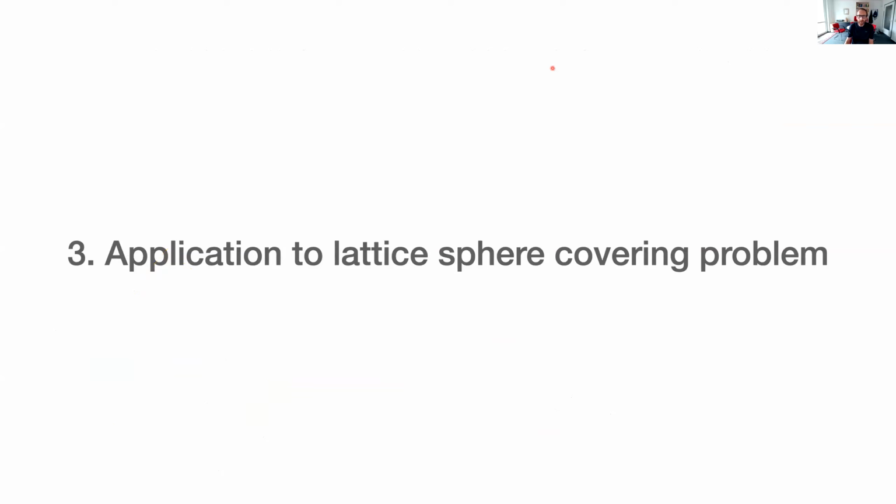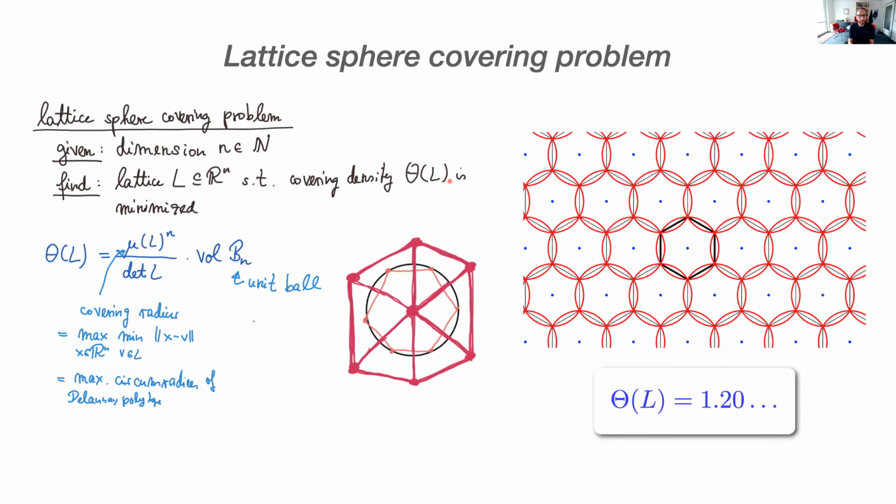Okay, so let's look at the application of all this to the lattice sphere covering problem. So here's the lattice sphere covering problem. Given is the dimension n. We want to find the best lattice sphere covering in dimension n. And then the task is to find the lattice L in R^n so that the covering density, theta of L, is minimized. And the covering density, what does it mean? It means you take your lattice, like here on the right-hand side, then you center at every lattice point a sphere, and then you blow up the spheres so that they cover the entire space. And then it should be as thin as possible, meaning that if you take a random point in R^n, then the number of spheres which cover this point on expectation should be as small as possible.